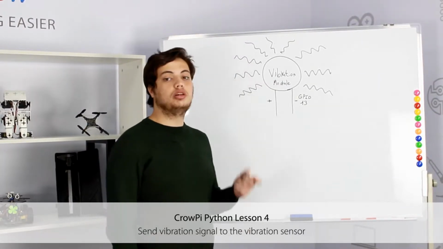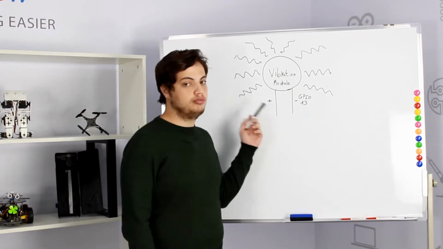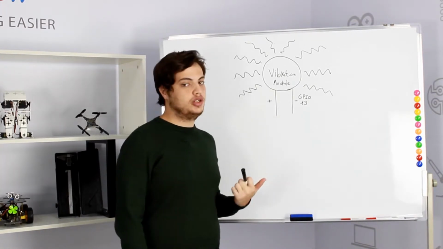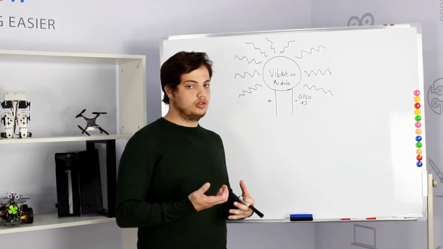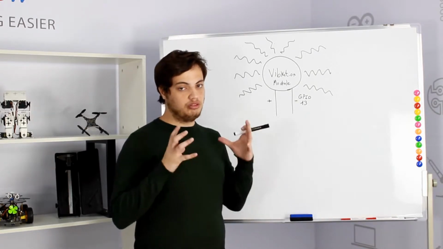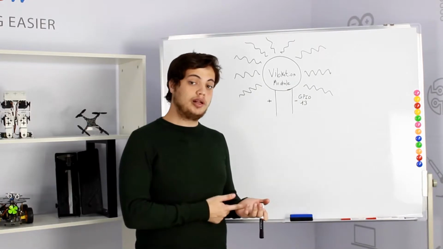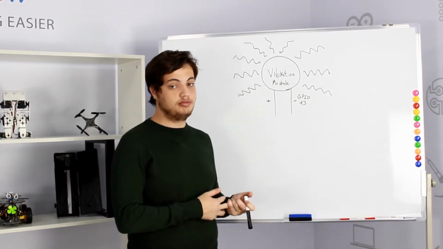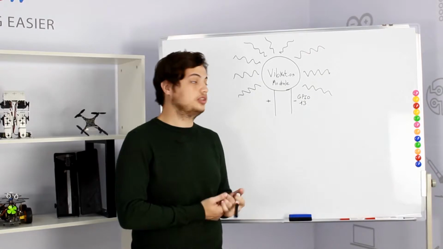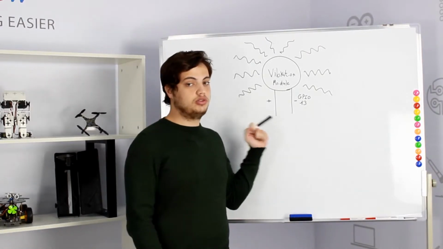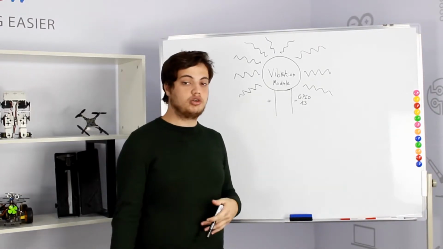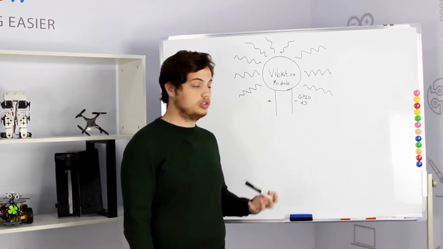In this lesson, we'll teach you how to use the vibration module. So what is the vibration module? It's basically a module that, once activated, will vibrate very strongly. You can find this module on your mobile phones or other devices, maybe PlayStation controllers. So we'll use this module today to activate it by the CrowPi and make it vibrate strongly.